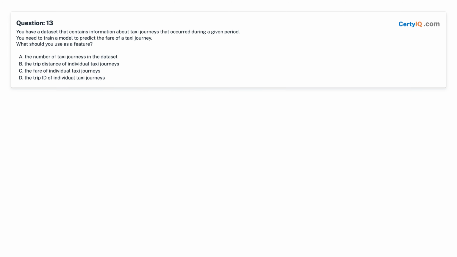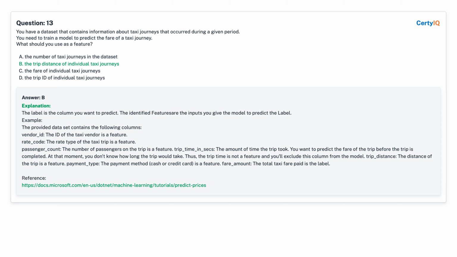Question 13. You have a dataset that contains information about taxi journeys that occurred during a given period. You need to train a model to predict the fare of a taxi journey. What should you use as a feature? A. The number of taxi journeys in the dataset. B. The trip distance of individual taxi journeys. C. The fare of individual taxi journeys. D. The trip length of individual taxi journeys. Answer is B. The trip distance of individual taxi journeys.